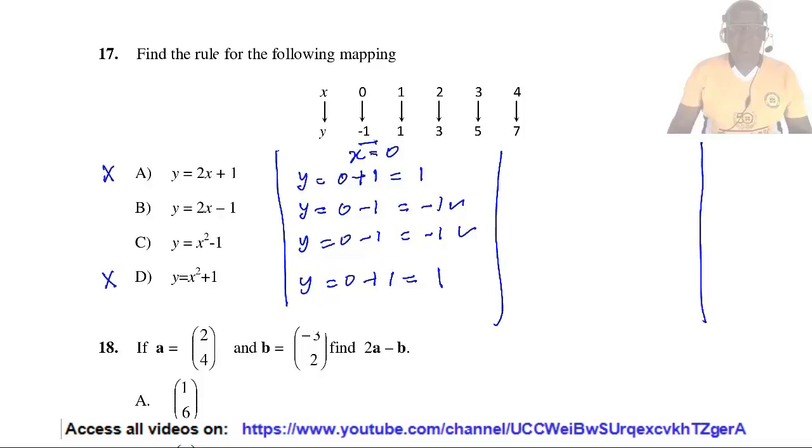Now we shall test with S equals 1. For B, y equals 2 times 1 minus 1, which equals 1. For C, y equals 1 minus 1, which equals 0. Since 1 maps into 1, B is the right answer. C is wrong.